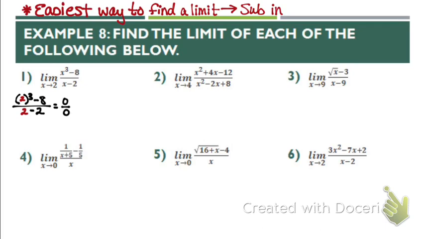I talked on Tuesday about how this is a very special situation. When you see 0 over 0, what does that mean? A hole. Yes. So we're going to factor, we're going to cancel out that hole, and then we're going to sub in again. Look at this numerator. Does it factor?